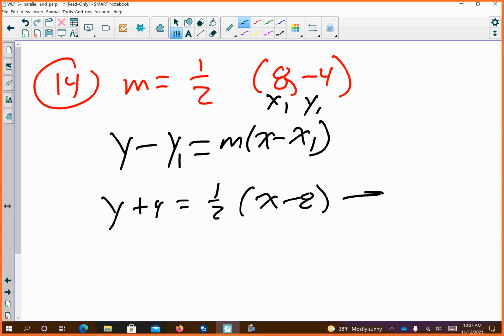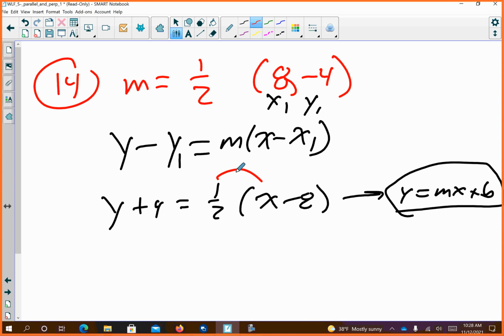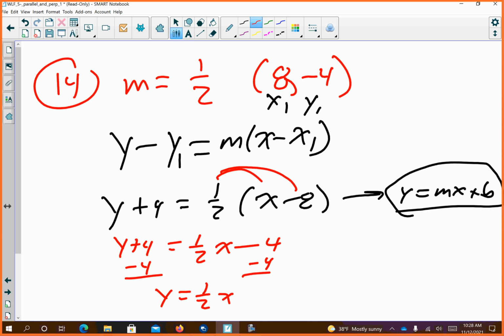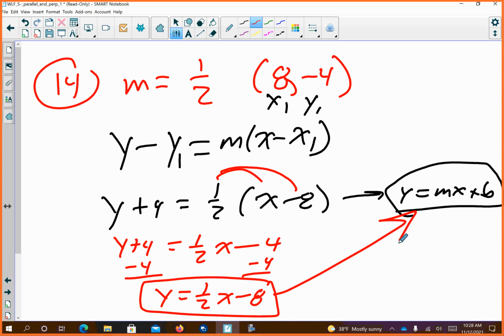The +8 becomes -8. So then I want to make this look like this. Okay, slope-intercept form. So I don't want any parentheses, and I don't want anything with the y. So first thing I'm going to distribute the half over. Minus half of 8 is 4. Then subtract 4 from both sides. So that looks like that now. Okay.